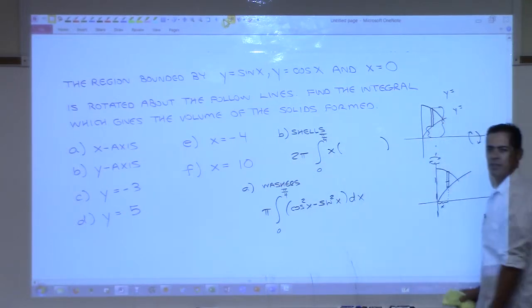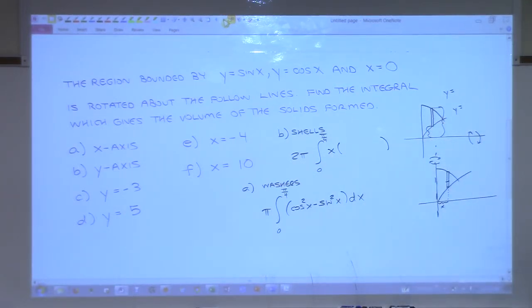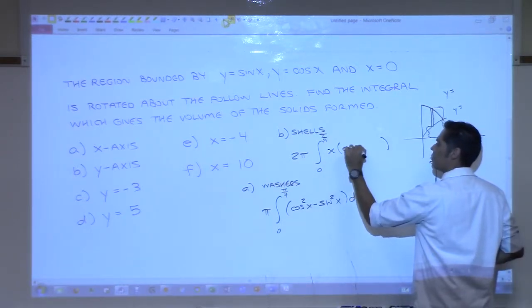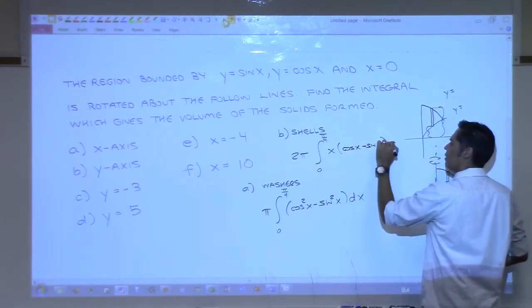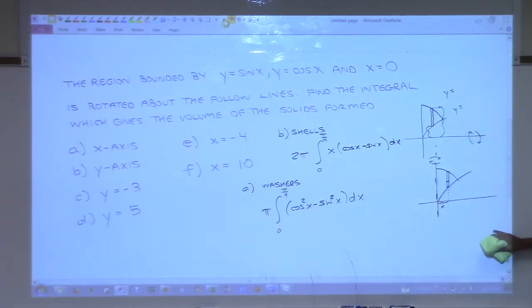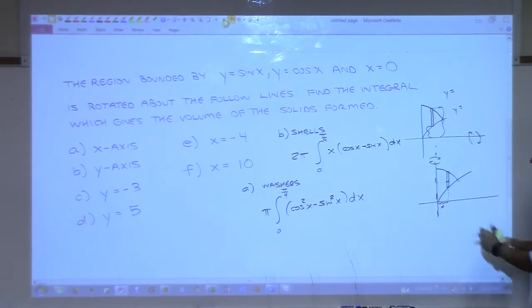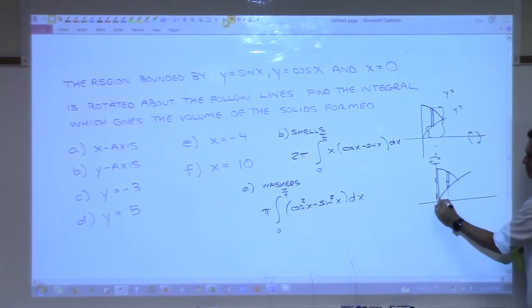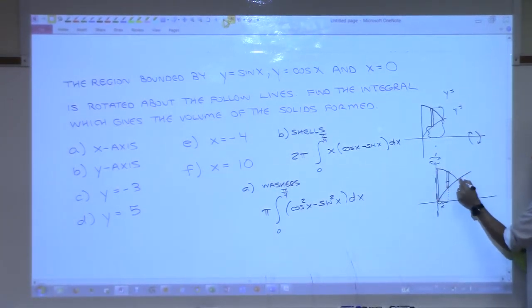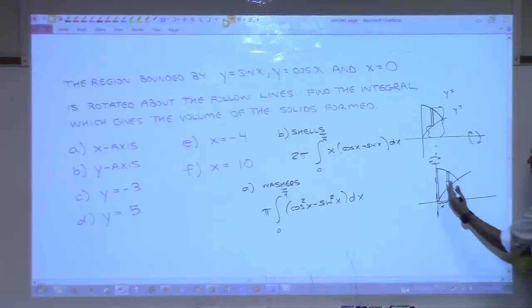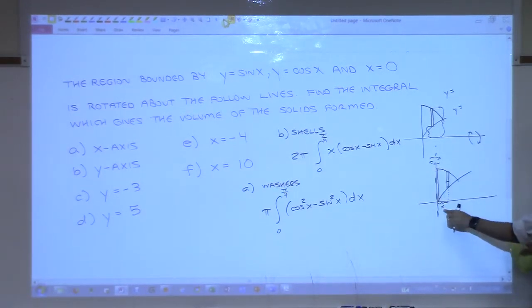Then, what's the next part? Top function minus the bottom. So the top function is cosine x minus sine x dx. How did I get x? X is always the distance from the origin to the rectangle, because x is going to vary between 0 and pi over 4. This rectangle starts over here at 0 and slides its way through to pi over 4. The distance the rectangle has moved will always be the variable x.